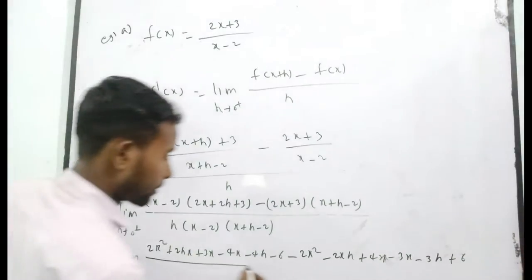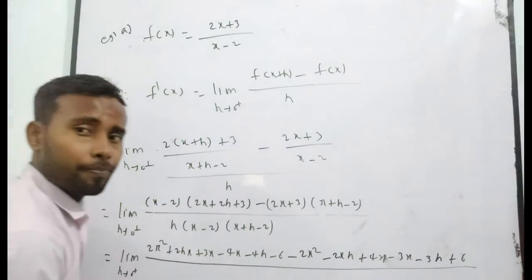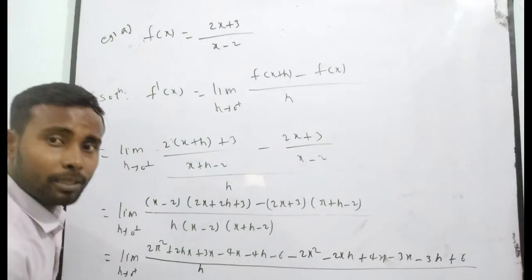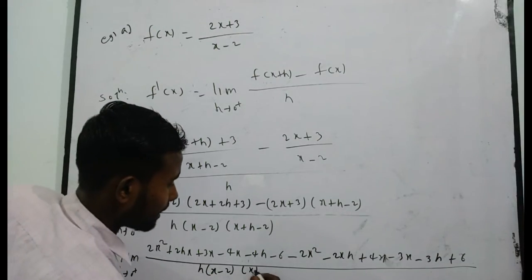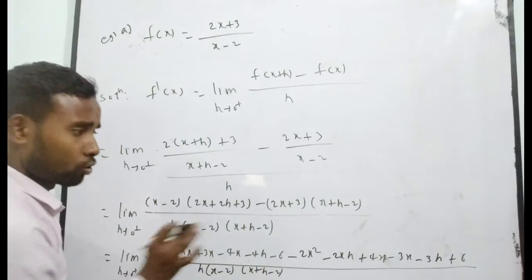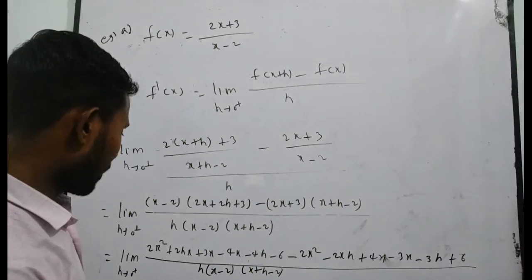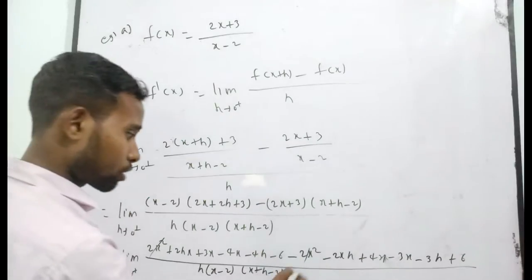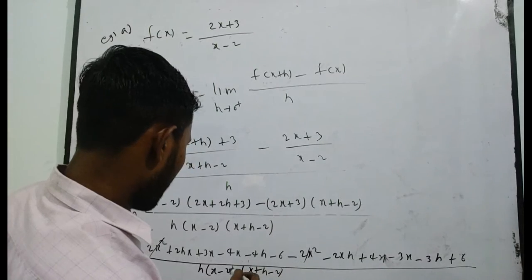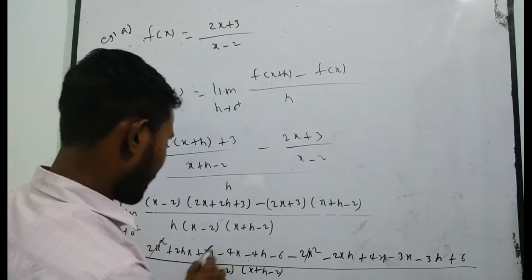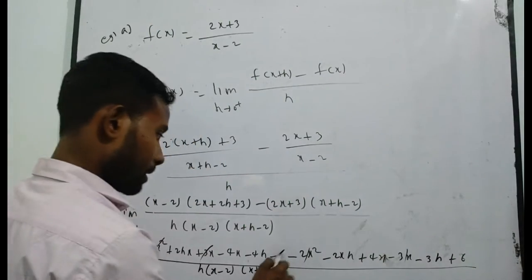divided by h times (x - 2)(x + h - 2). Nothing, just in the denominator. Now there is nothing, only calculation. 2x² cancels. 4h, is there any available? No. 3x cancels. 6 cancels.